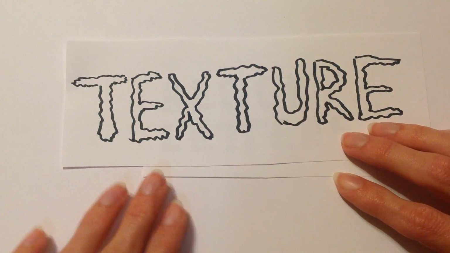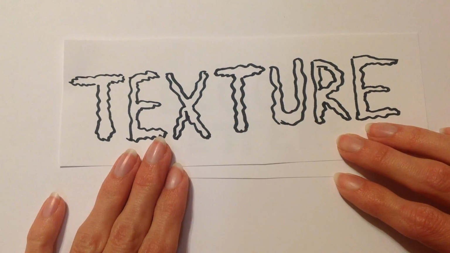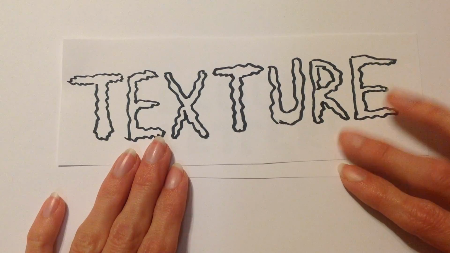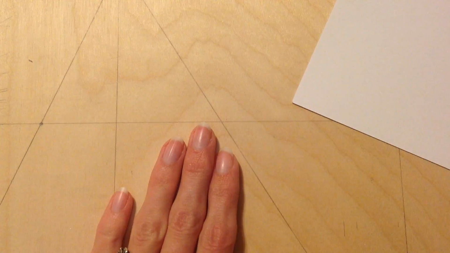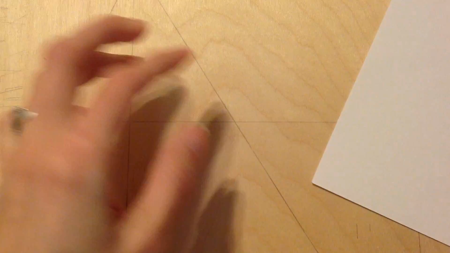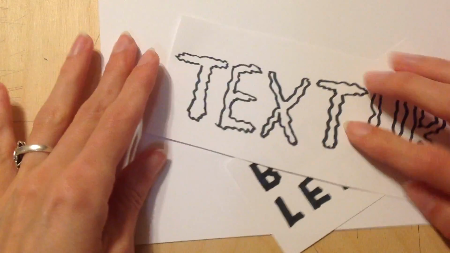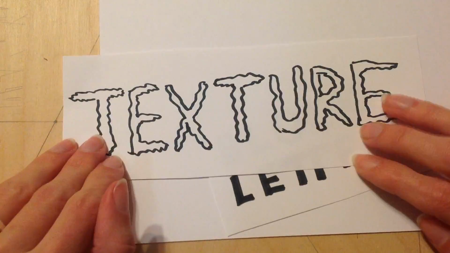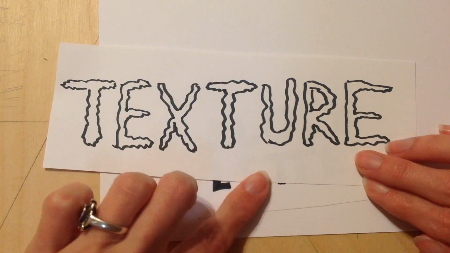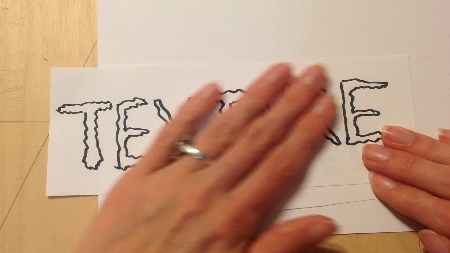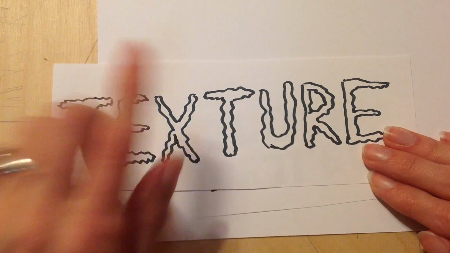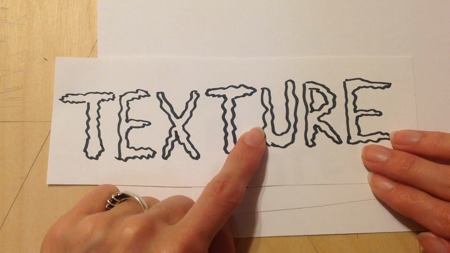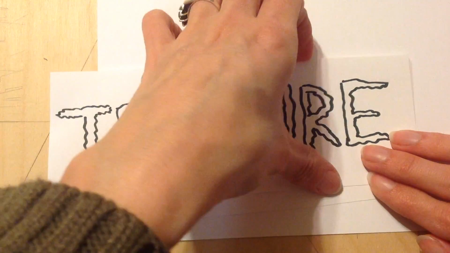Texture is how something feels or how it looks like it feels. So for example, if I feel this board right here, it feels pretty smooth. And if I feel my shirt, it feels soft. And if I look at this piece of paper, I know that the word texture here does not actually feel like this, bumpy, but I might choose to draw something that looks as if it is bumpy.